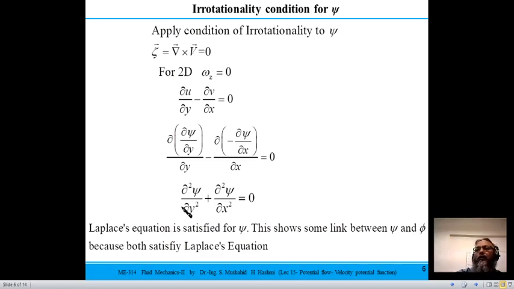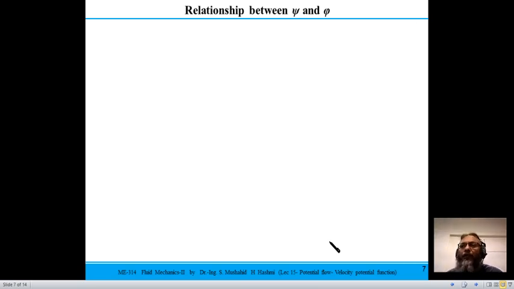Earlier we have seen that Laplace's equation in terms of the velocity potential function is satisfied, and now we see it is satisfied in terms of the stream function. So that gives us a hint that there is a link between psi and phi, and in the next slide we are going to establish that relationship.